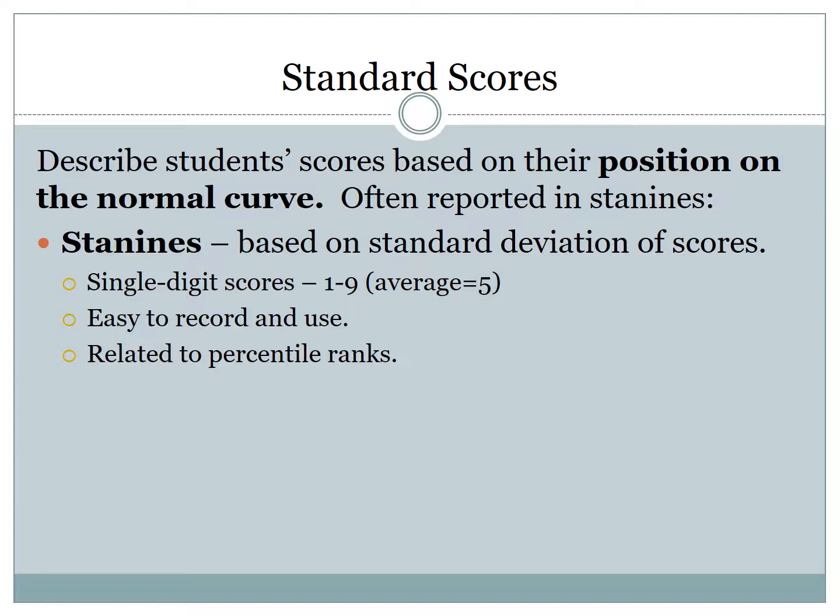Standard scores sound a little scary because they involve statistics, but they're actually pretty simple. They describe student scores based on their position on the normal curve, and they're often reported in stanines. Think of stanines as numbers 1 to 9, and the average stanine for the average student is 5. They're easy to record and use, and they're related to the percentile ranks. Let me show you what I mean.